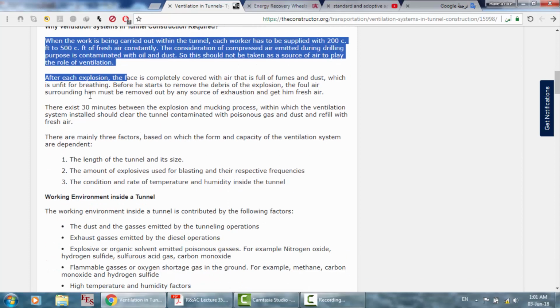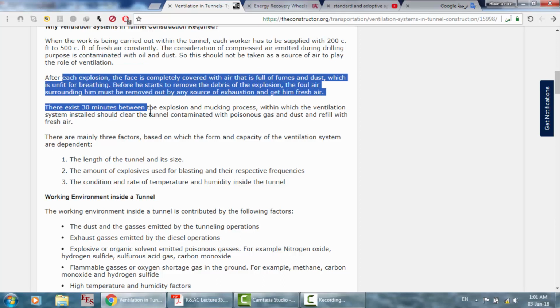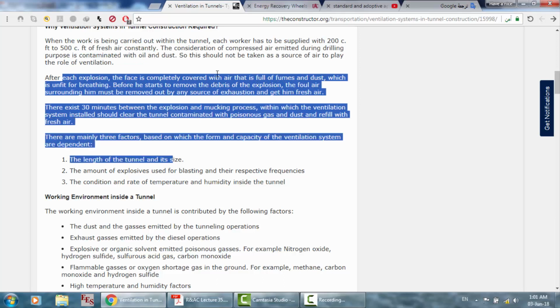After each explosion, the face is completely covered with air that is full of fumes and dust, which is unfit for breathing. Before the worker starts to remove the debris of the explosion, the foul air surrounding him must be removed by some source of exhaustion and he must be given fresh air.